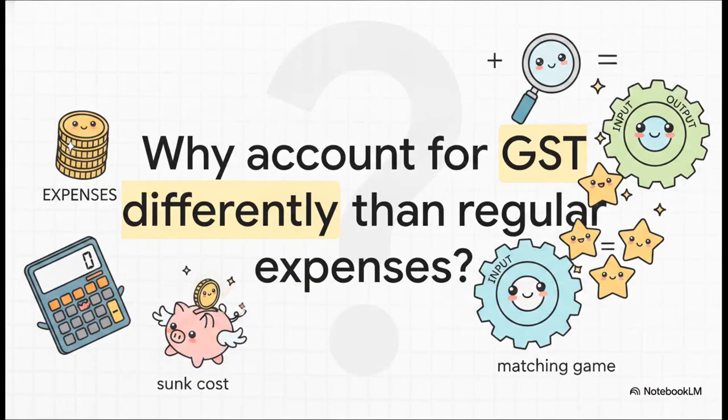Now, I want to kick things off with a slightly thought-provoking question. Why exactly do we account for GST so differently compared to our regular business expenses? Think about it. Normally, when a business pays a tax or some standard fee, it's treated as a sunk cost, right? Kharcha ho gaya, money left the bank, and it's gone. But GST, it is a completely different ballgame. It's less of a straight expense and way more of a matching game. We are literally matching our inputs with our outputs. How does that work? Well, let's dive right in.